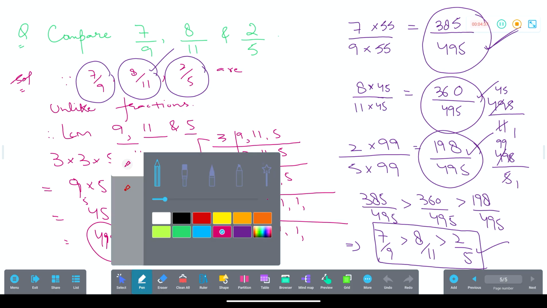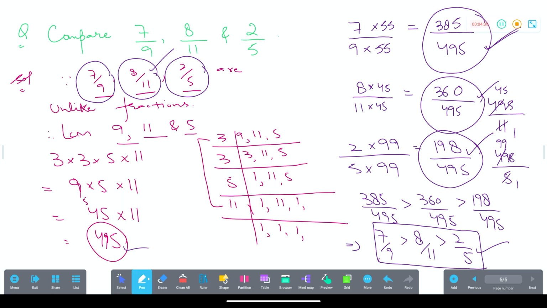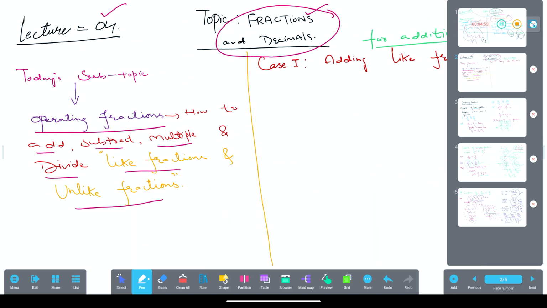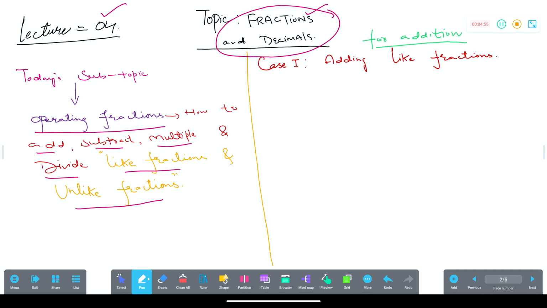So you can see here is the previous topic going on right now. I'm just trying to revise things. Then we take the LCM and go on the way we did in the second example of the previous lecture number 3. Now today our topic, that is lecture number 4, is about how to operate fractions. That is, how to add, subtract, multiply and divide like fractions as well as unlike fractions.